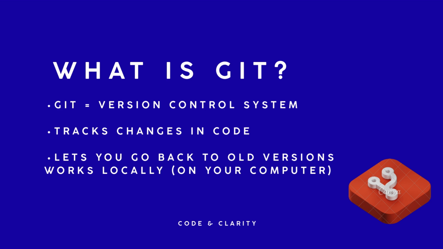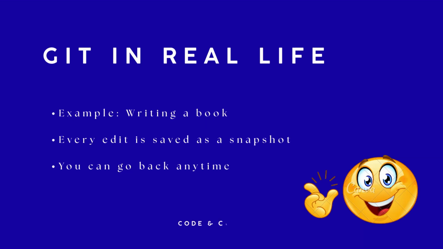Now, with a simpler, real life example, imagine you are writing a book. Each time you make edits, Git saves a snapshot. Now, if you regret a change, you can rewind to the old version. So, Git is a tool you install on your computer and it works locally and offline.